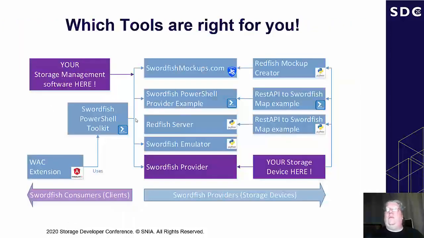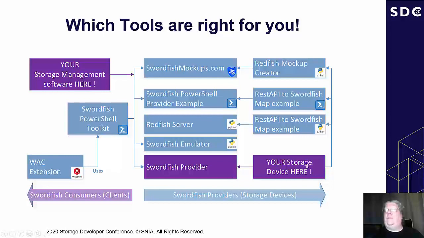Now, the question becomes, how do you implement this? Well, there are 2 different paths. You're either on the client side, and that's to the left of this line, or you're on the provider side. If you have a storage device in the market, your storage device here, that's purple, you want to be able to provide Swordfish to people who are consuming it. As an example, this is not an exhaustive list of the clients. There are going to be a lot of vendors out here that can talk to your device.